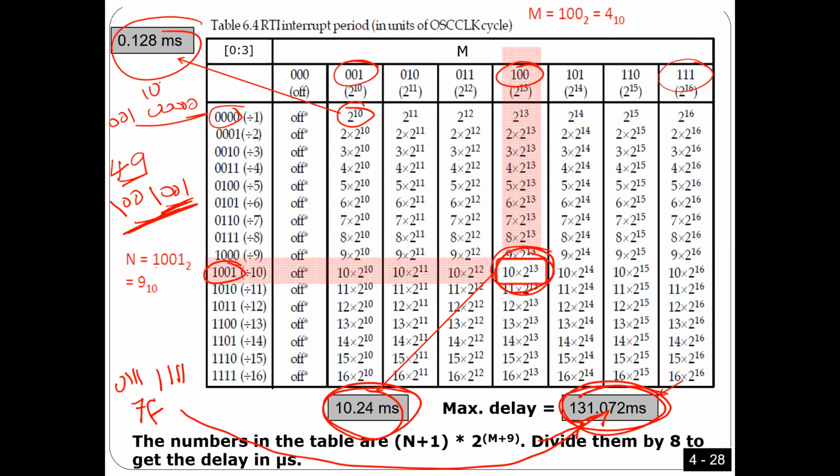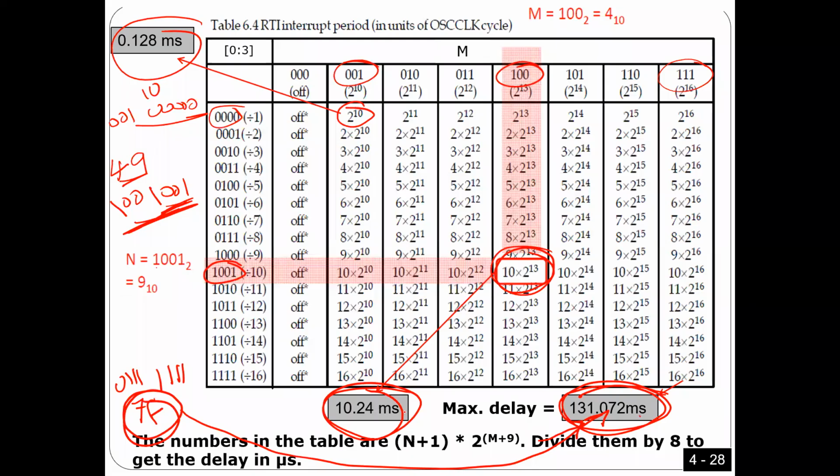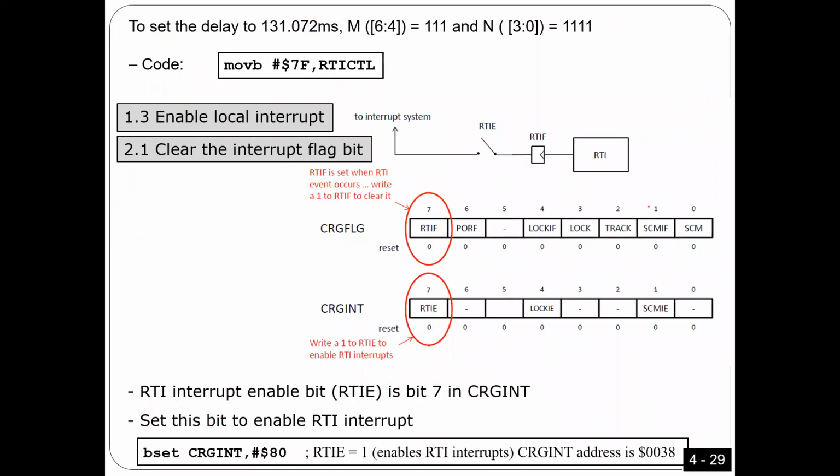So, guys, let me tell you the conclusion. Number 1, if you want to make the timeout 131 milliseconds, all you have to do is write 7F in this register, RTICTL. Number 2, if you need the timeout to be 10.24 milliseconds, put 49 in this register. And if you need a very small time like this one, you have to put 10. You can use any other number the same way, but most of the time we're going to use one of these numbers. Any questions?